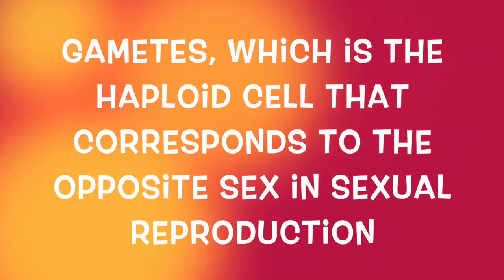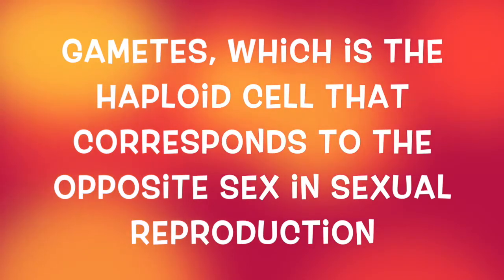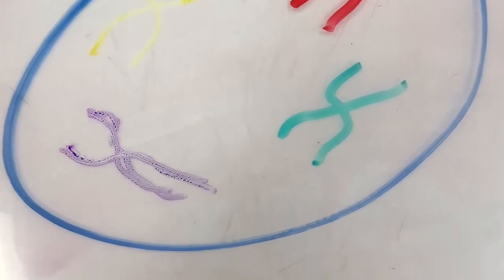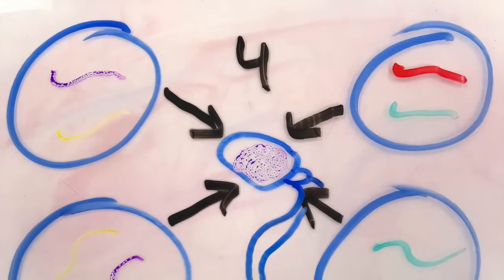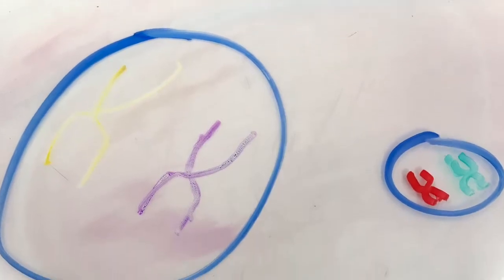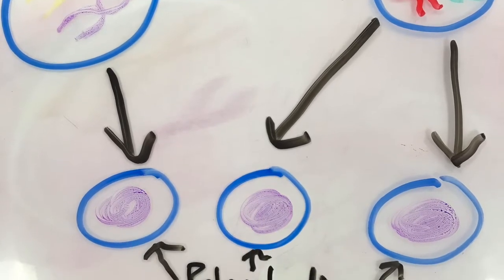At the end of everything, the cells begin to form gametes, which are the haploid cells that correspond to the opposite sex in sexual reproduction, in the male's and female's body. The males will make 4 sperm cells as shown here, and in the females, you would only see 1 cell that is created and active aside from the other cells, which are the polar bodies as you can see.